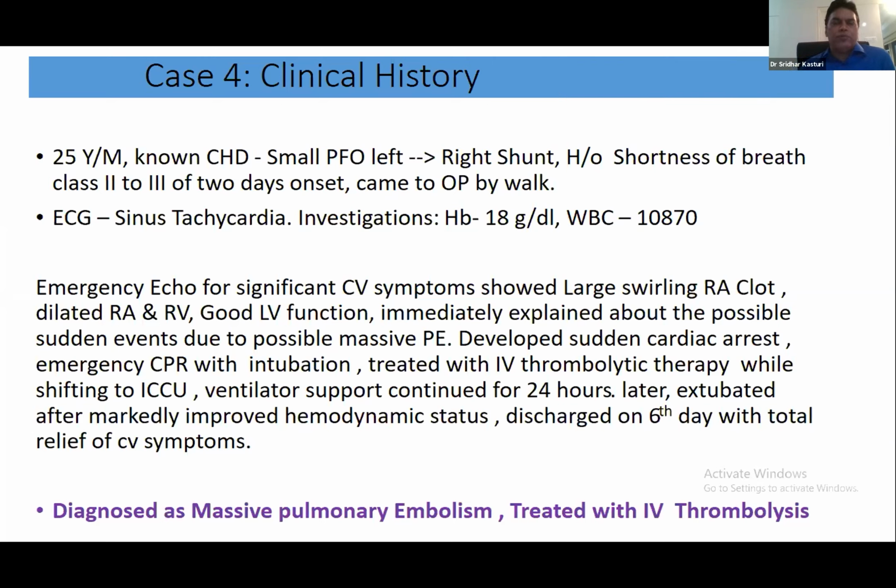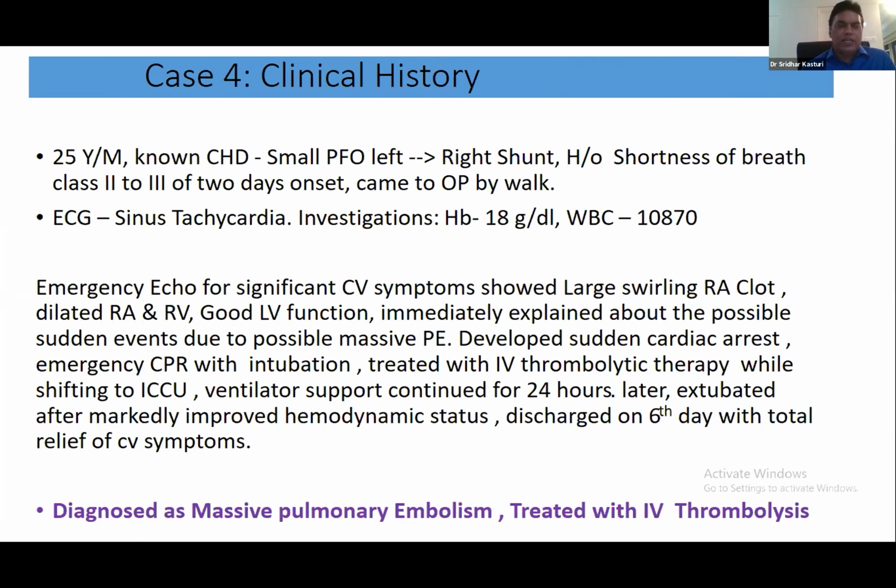And he came to my OP by walk. The ECG showed sinus tachycardia. His Hb was 18, WBC 10,000. Because the patient had severe dyspnea, PFO will not produce that kind of symptom, and there is no other past history of any congenital heart disease.